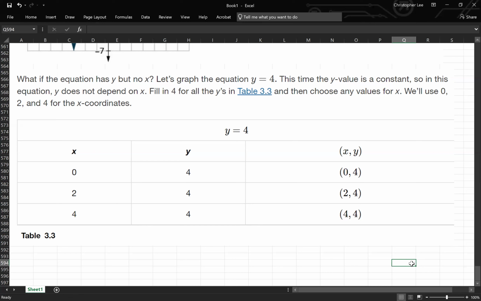We're going to fill in 4 for all of the y values in the table and then choose any values of x, and we'll use 0, 2, and 4 for the x coordinates, right? So all of our y's are 4 because we're going to graph the equation y equals 4, right? And we're choosing some values for x. In this case, 0, 2, and 4, right? Each one of these points are going to be 0, 4, 2, 4, 4, 4. You just plot them, connect the dots in a horizontal line, and that's it.